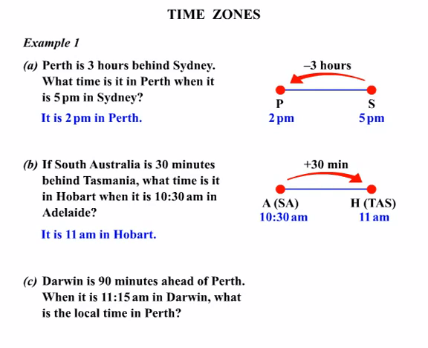Now in part C, we're told that Darwin is 90 minutes ahead of Perth. And when it's 11:15 a.m. in Darwin, what is the local time in Perth? Well, we'll draw our line again. Perth to the left, Darwin to the right. We know it's 11:15 a.m. in Darwin, so put that on our number line.